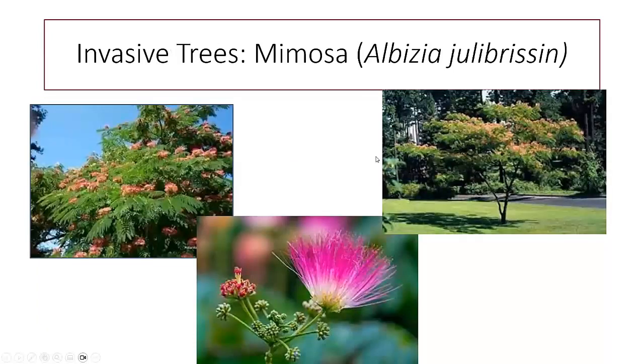The next tree that's on our hit list is the Mimosa tree, the Albizia julibrissin. Again, it's a lovely vase-shaped tree with very beautiful flowers, very delicate foliage, but all of these little flowers produce seeds, and it spreads very easily.